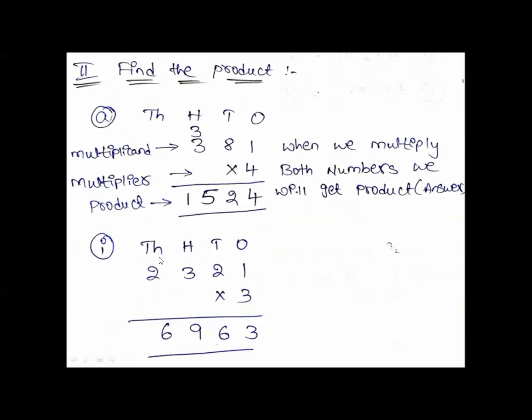Okay, we are having four numbers, so we have to write ones, tens, hundreds and thousands places. Okay, multiplier with 3. 3 1s are 3, 3 2s are 6 in tens place, 3 3s are 9 in hundreds place, 3 2s are 6 in thousands place. So total product is 6963.